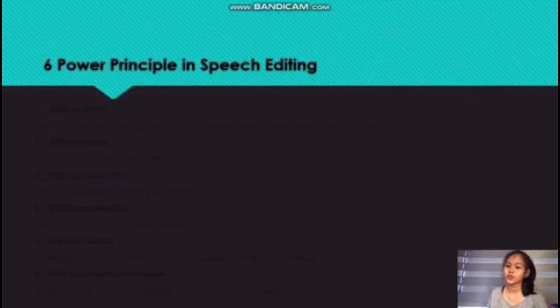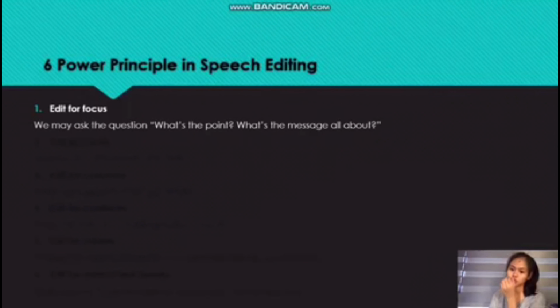The first power principle in speech editing is edit for focus. We may ask the question, what's the point, or what's the message all about? This will help you ensure that all you have written from the introduction to the conclusion is related to the topic. This must relate to the core message.